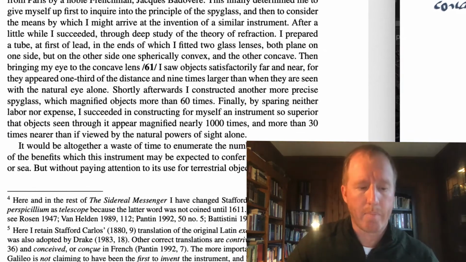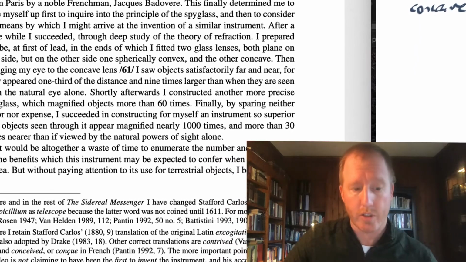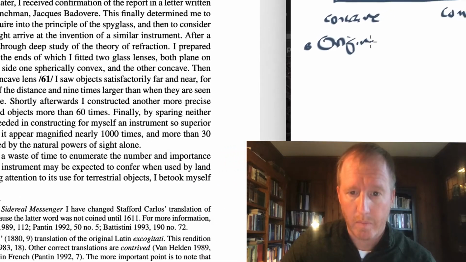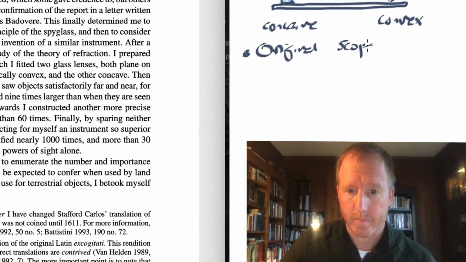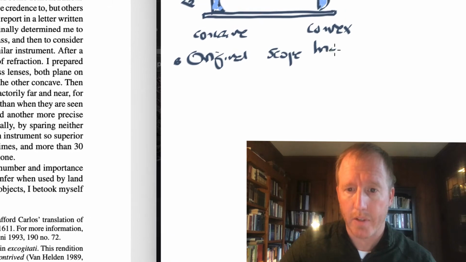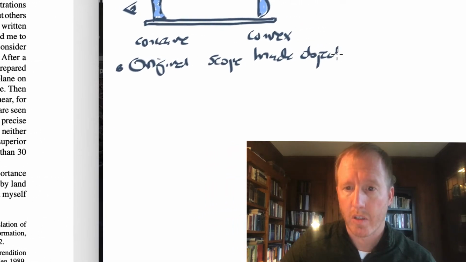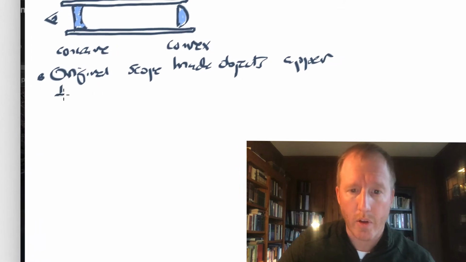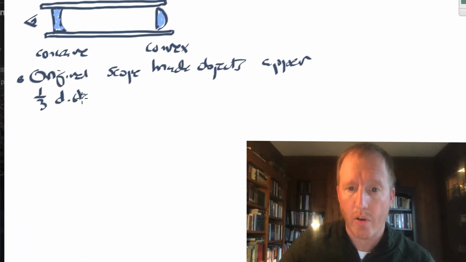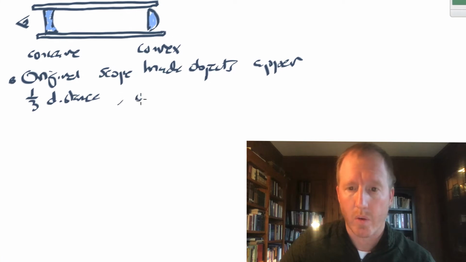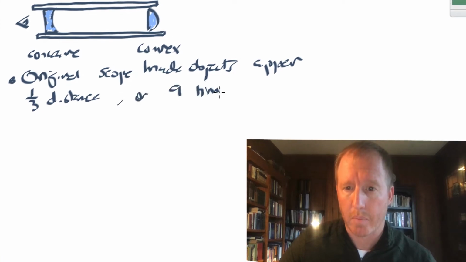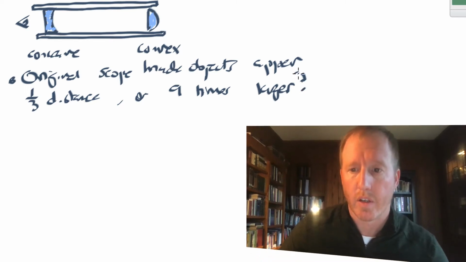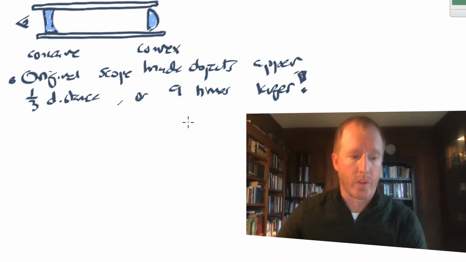So he claims that the magnification of his original telescope is such that his original scope made objects appear, he says, 1/3 the distance, like they're 1/3 as far away, or 9 times larger. How does he arrive at these numbers? So 9 times larger or 1/3 the distance.